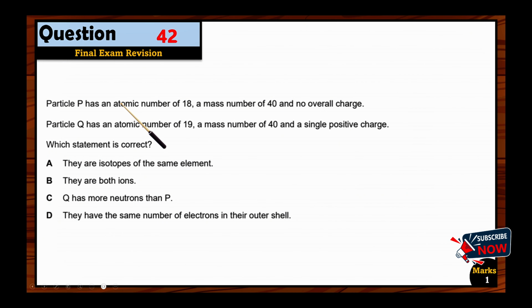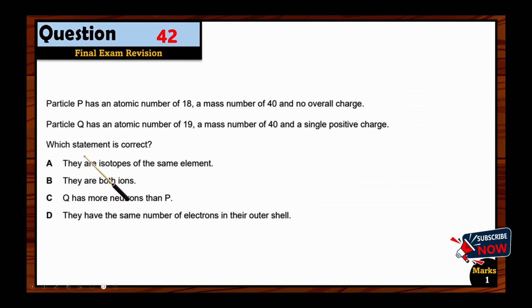Question 42. Particle P has an atomic number of 18, a mass number of 40, and no overall charge. It means it's an atom, okay? It's not an ion, it's just an atom. So particle Q has an atomic number of 19, a mass number of 40, and a single positive charge. So now the mass number is the same, but their atomic numbers are actually different, right? And they have a positive charge. So which statement is correct?